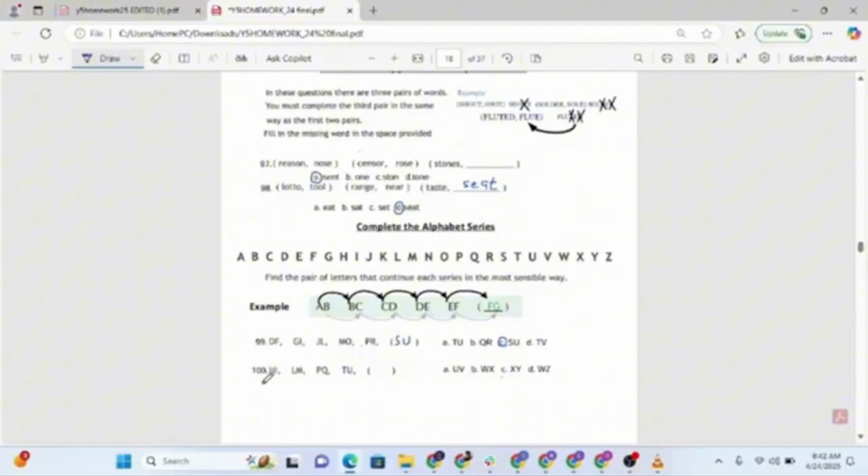Question 100. The alphabet series is H, I, L, M, P, Q, T, U, blank. The correct answer is option C, X, Y.